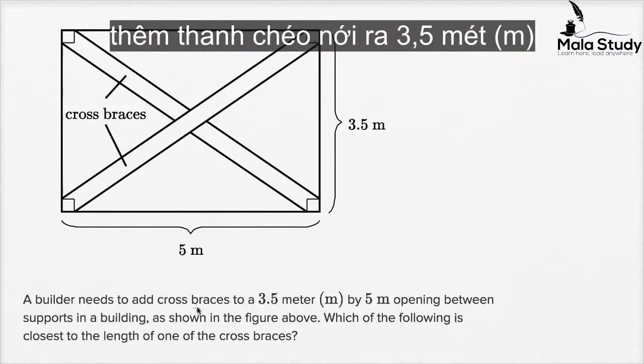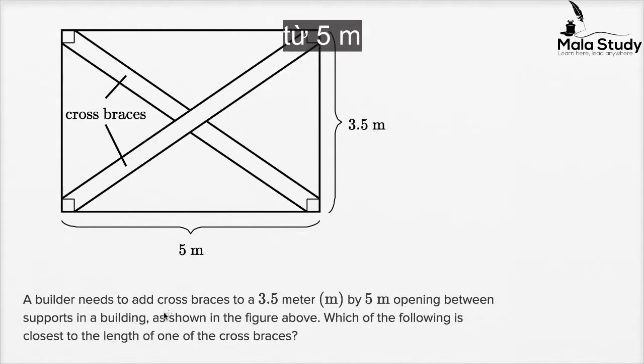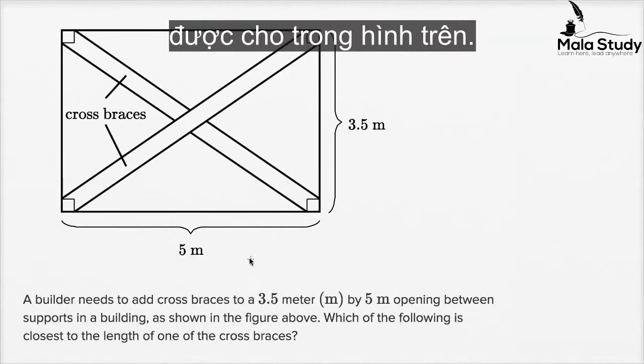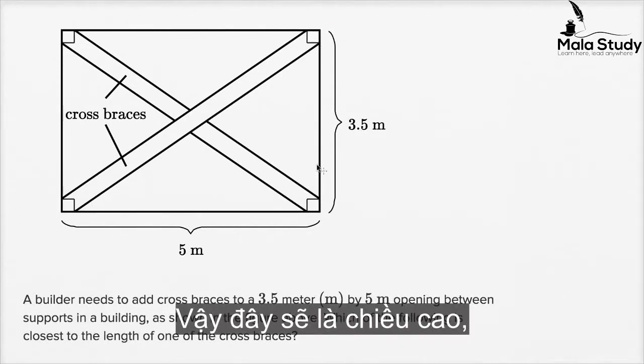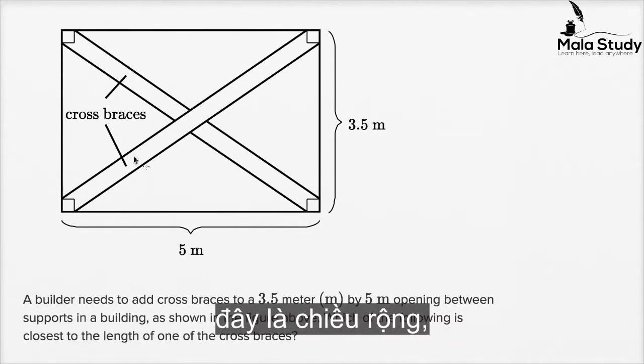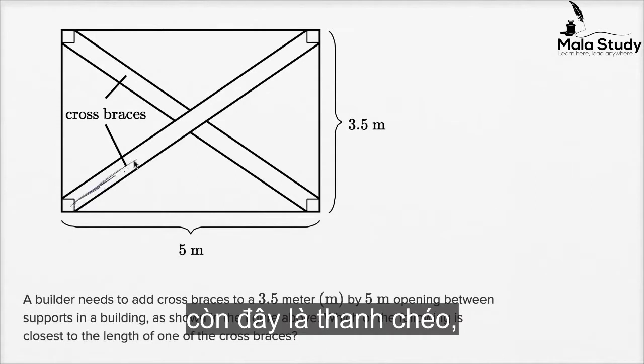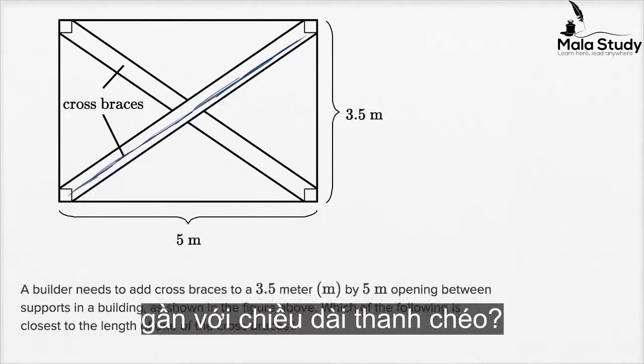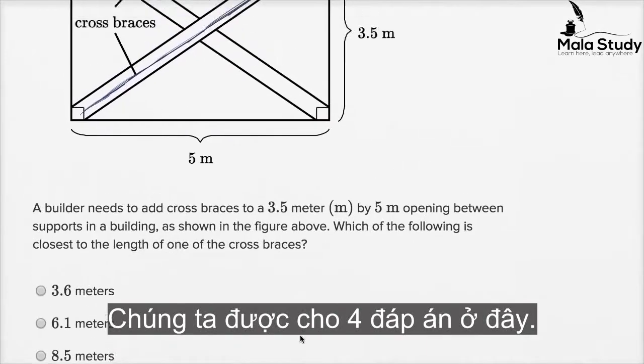A builder needs to add cross braces to a 3.5 meter by 5 meter opening between supports in a building, as shown in the figure above. So this is 3.5 meters high, 5 meters wide, and this right over here is a cross brace. There's another one that goes that way. Which of the following is closest to the length of one of the cross braces? And they give us 4 options here.